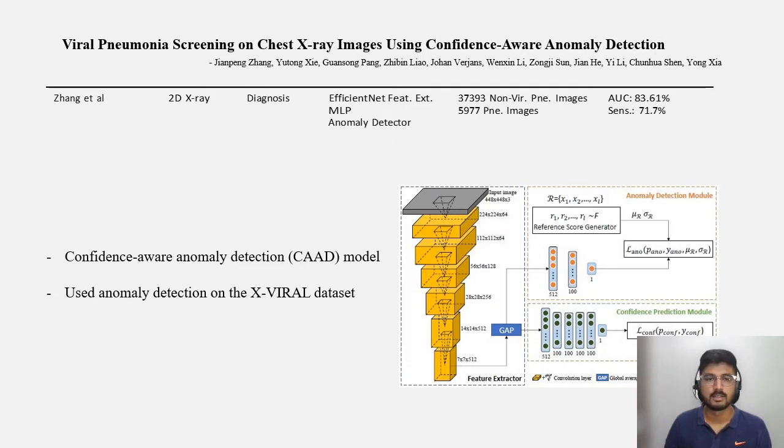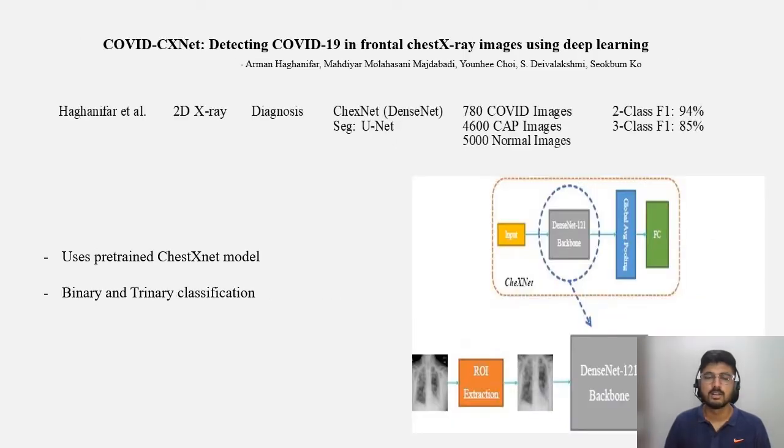After that, a significant study has been done by Hagnifer, in which he is using the existing ChestXNet model, which was basically trained on chest X-ray images and classifies an X-ray into 14 different pathologies. As you can see in the architecture, this is the architecture of ChestXNet, which is basically trained on a DenseNet architecture.